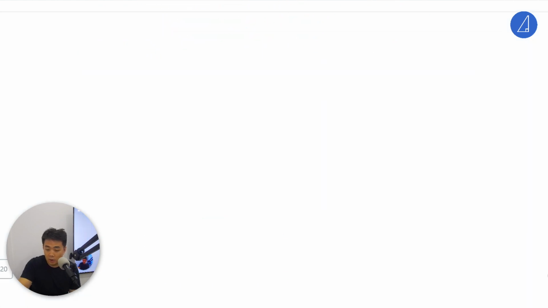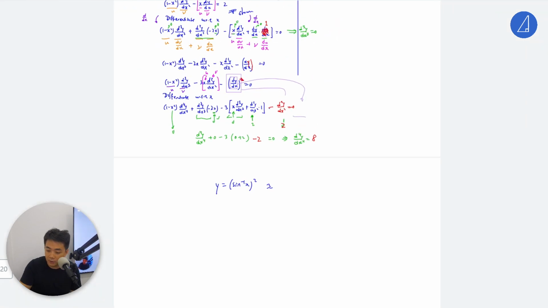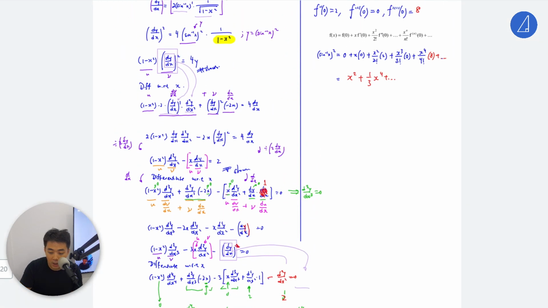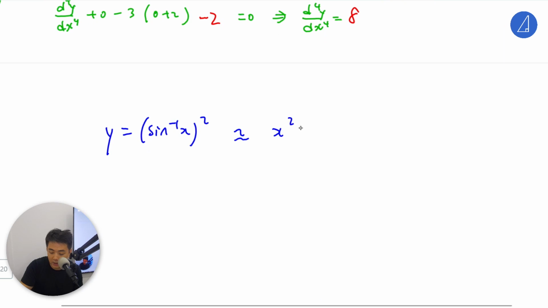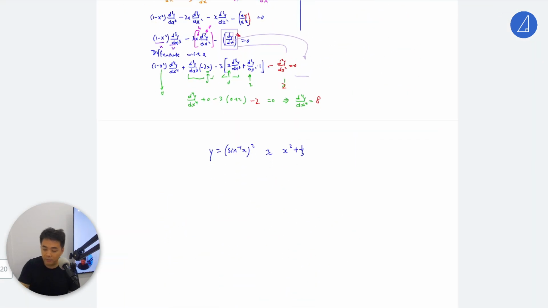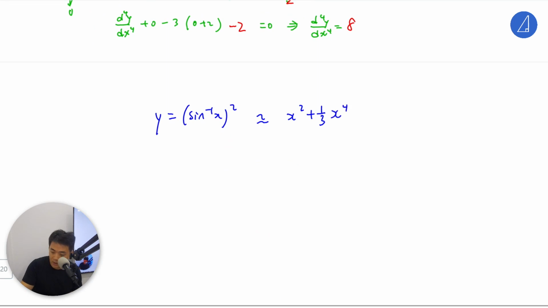So draw the graph first. You have the actual curve, which is this one, sine inverse x square, and then this is roughly equal to the series expansion of 1/3, is it? Okay, so this is it.